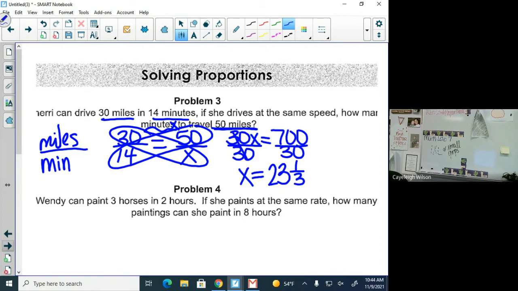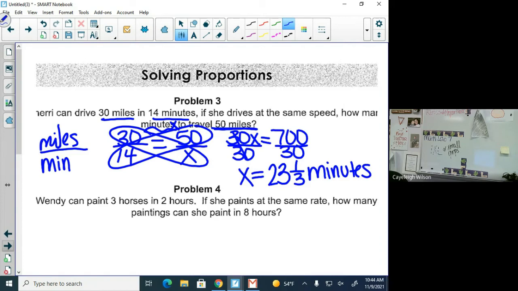What label would I put on that answer? Minutes. Look, the X is on the bottom, and the bottom is minutes, so it's 23 and 1/3 minutes. And you can also check yourself for reasonability. Reasonability: is this answer reasonable?